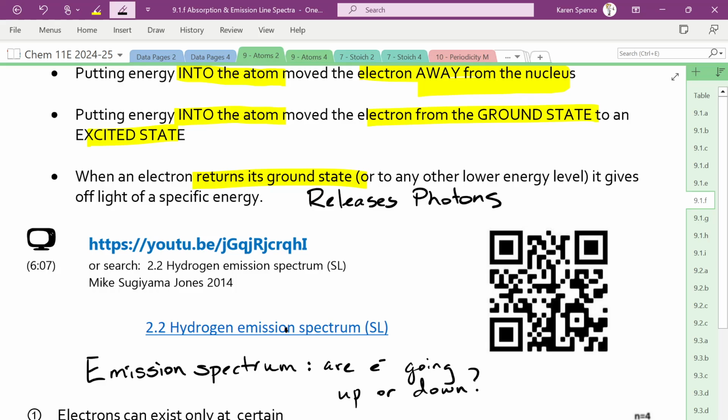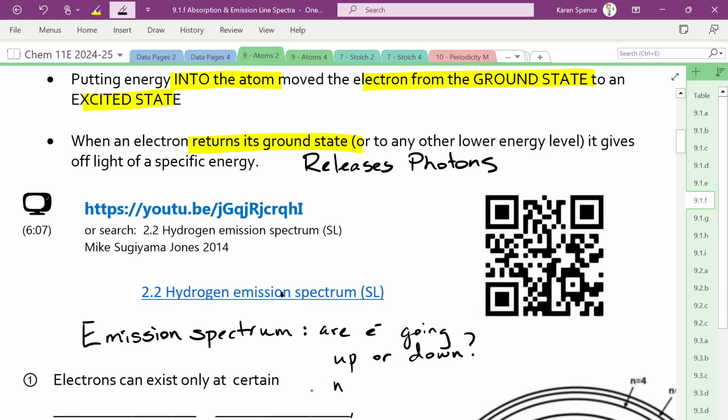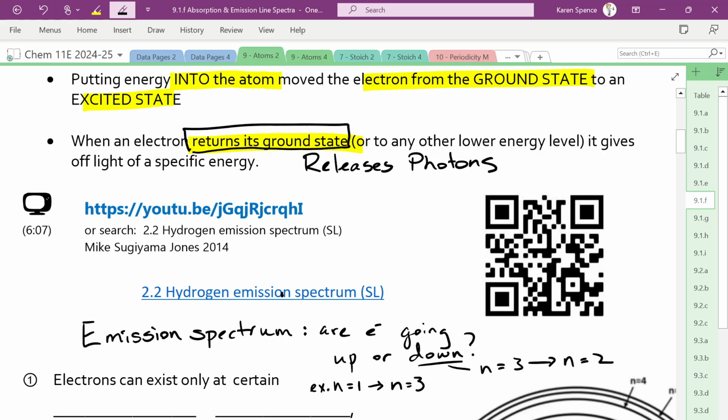So up would be from n equals 1 to n equals 3. So going up an energy level, or going down an energy level, n equals 3 to n equals 2, whatever, as long as it's getting closer to the nucleus. So are the electrons going up or down? Down, because when it returns to its ground state, or any other lower energy level, it doesn't have to be the ground state, it releases photons.